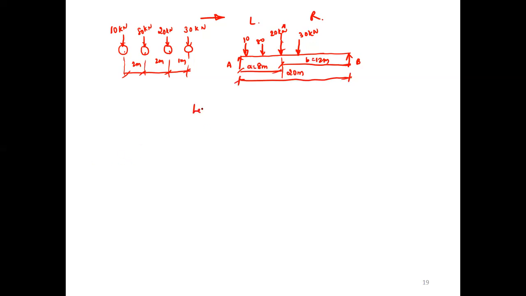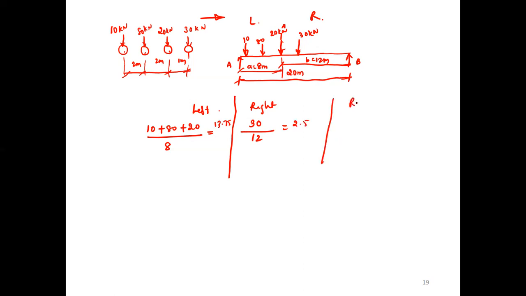Now, you take the left side and right side. In trial one, what is the average load on the left side? That is 10 plus 80 plus 20 divided by A, 8. Compute how much. On the right side, you have 30 divided by 12. What value are you getting? 110 by 8 is 13.75. Here, 2.5. What is the remark? WL is greater than WR. So no use. We have to cross.